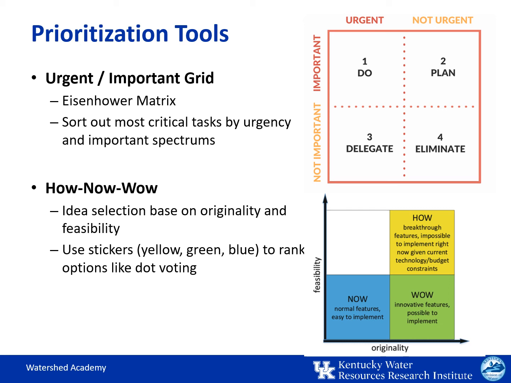You can actually use stickers in ranking these out. You can combine this with your dot voting system, and you can tag things with yellow, green, or blue to recognize how, now, or wow. Or you can do the do, plan, delegate, eliminate. You can do the same thing by tagging these with these various areas. These are some ideas that you can use in prioritization, depending on what you need out of that prioritization process.